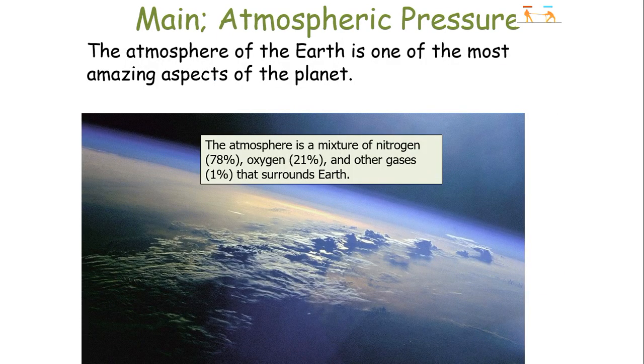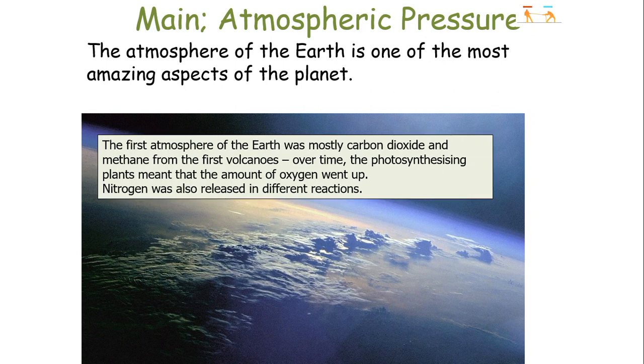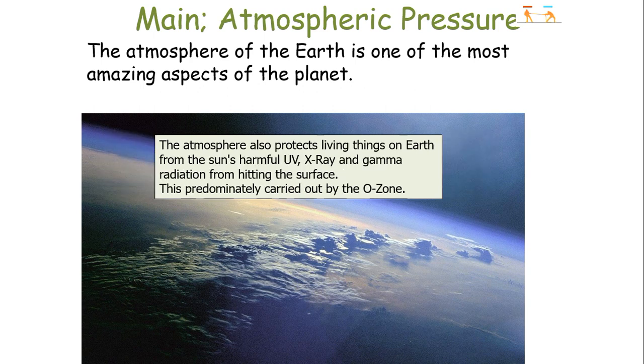Well, like mentioned before, the atmosphere of the Earth is an absolutely amazing aspect of the planet. The atmosphere is a mixture of predominantly nitrogen, oxygen, and other gases such as carbon dioxide. Now, the first atmosphere of the Earth was mostly carbon dioxide and methane, which were emitted from the first volcanoes of the Earth, but over time, plants which photosynthesized removed that carbon dioxide and replaced it with oxygen, so the amount of carbon dioxide went down and the amount of oxygen went up, and nitrogen was also released in different reactions, which eventually allowed for animal life to develop on the planet.